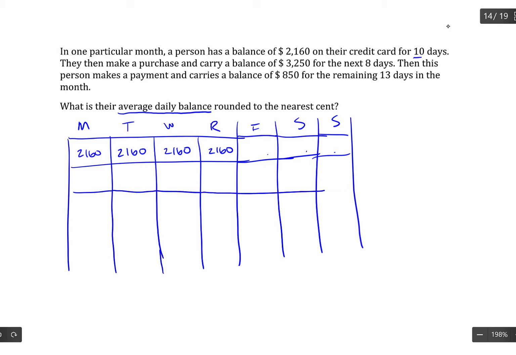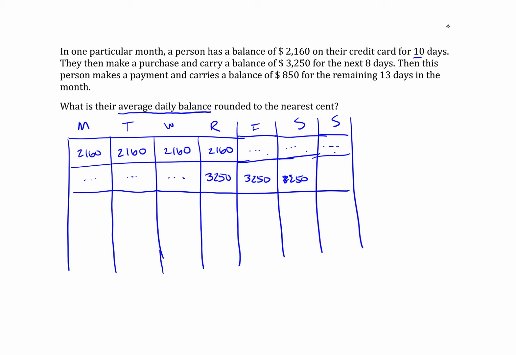All right, so along comes this next Thursday, and a purchase is made. So now it's $3,250. It's still $2,160 all the way through these days, but then it stays $3,250 for 8 days. Now, here's the thing. If we stopped and did the average daily balance on this Wednesday, we would have $2,160 times 10 and then divided by 10.